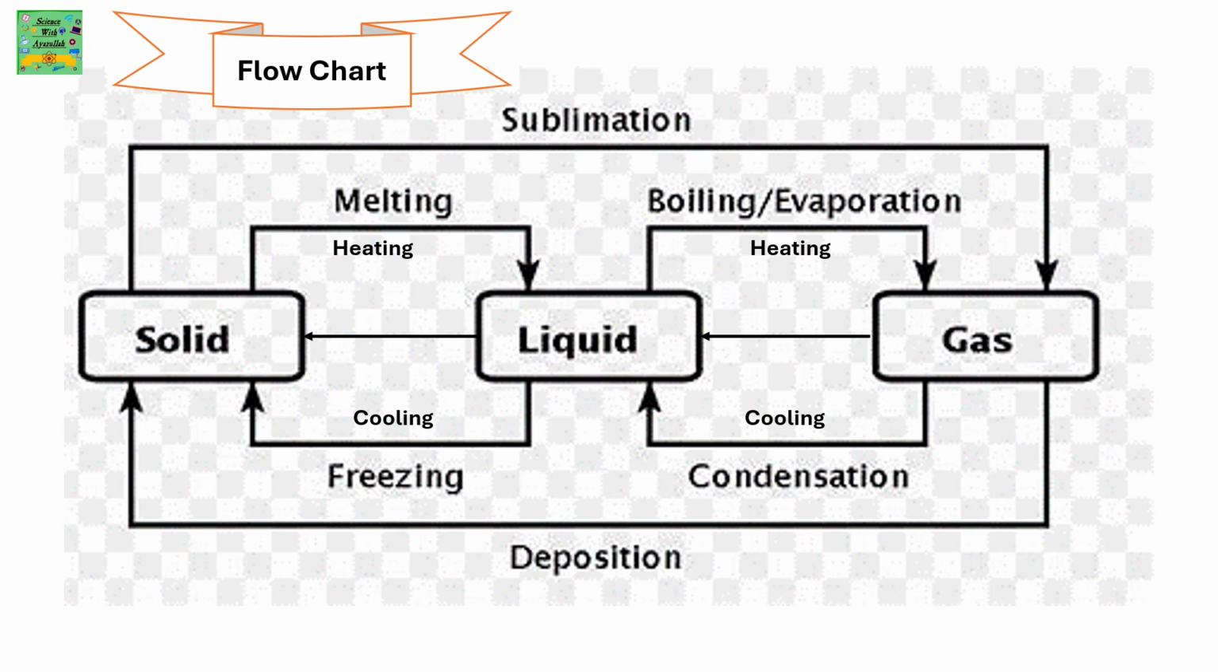Here is the flow chart. Solid turns into liquid by melting, which is a heating process. Liquid changes into gas by boiling or evaporation, which is also heating. However, the gas changes into liquid, which is condensation, that's cooling, and liquid changes into solid by freezing, which also comes under cooling.